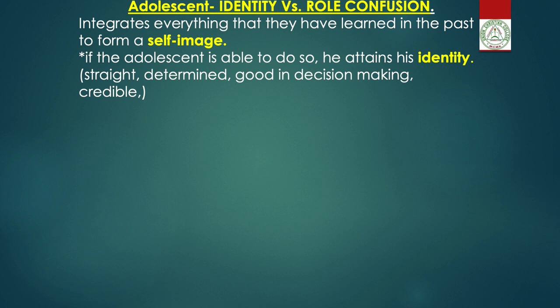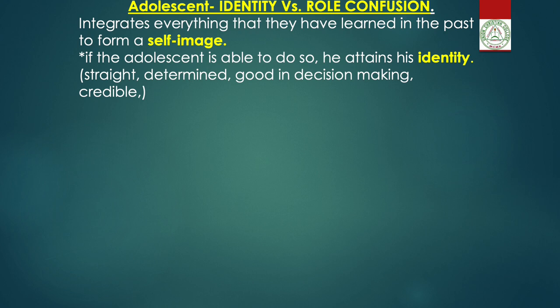Now, if the adolescent is able to do so, alam niya kung ano yung mga strengths and limitations niya, alam niya kung ano yung pag-uugali niya, he attains a sense of identity. He will become straight, he will become determined to do the things that he wants to do, he will be very good in decision-making. Bakit? Kasi nga, alam niya kung sino siya, alam niya kung anong gusto niyang maging, because he has a sense of identity. And that person will also grow up to become credible. So that's what happens when identity is created by the adolescent.